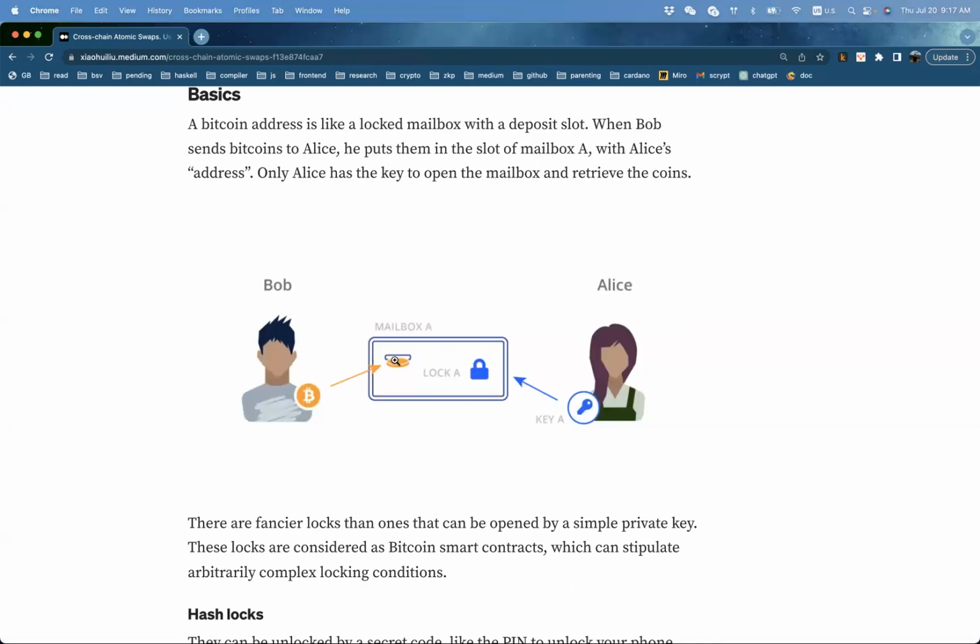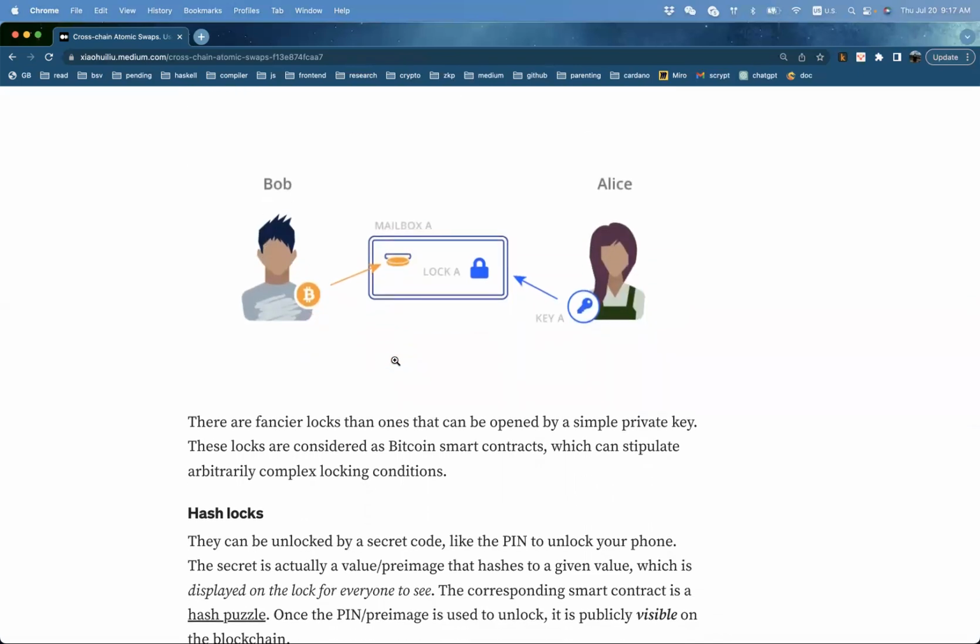So this is an analogy we are going to use for the remainder of the atomic swap. Besides this basic lock, where you have a lock and a corresponding key to unlock it, there are more advanced ones. This is just the most popular one so far, but there are different other ways to lock your mailbox. Think about the lock taking many forms. In general, we call it a smart contract. Basically, you can place any kind of locking condition here, and only whoever has the corresponding information to unlock the smart contract can unlock it.